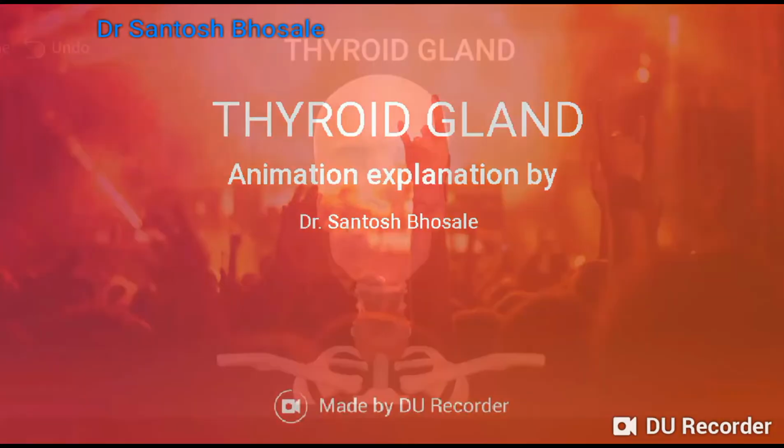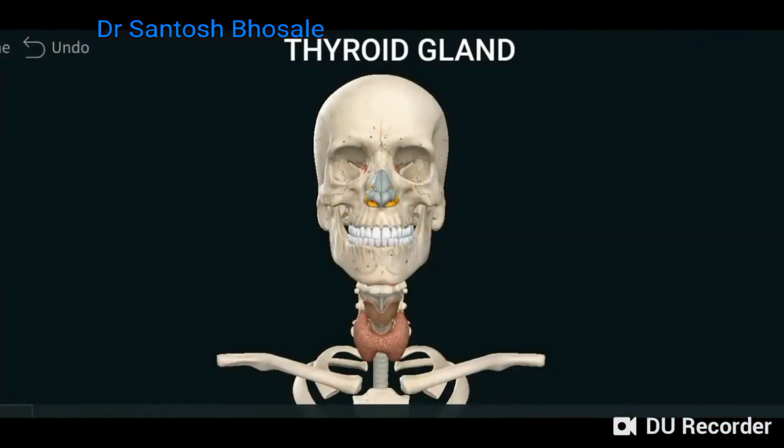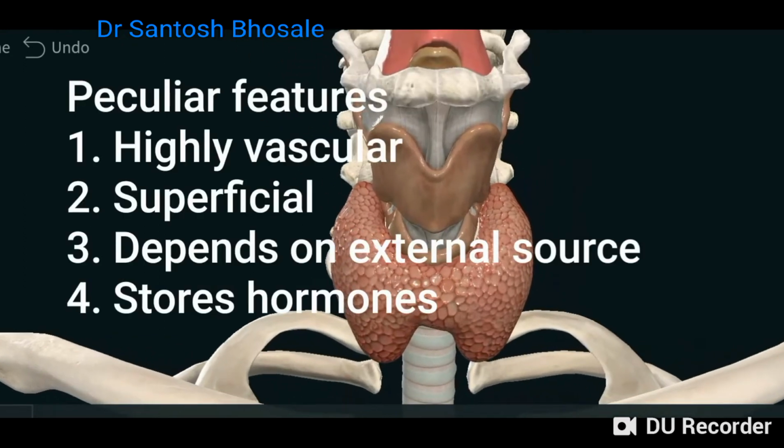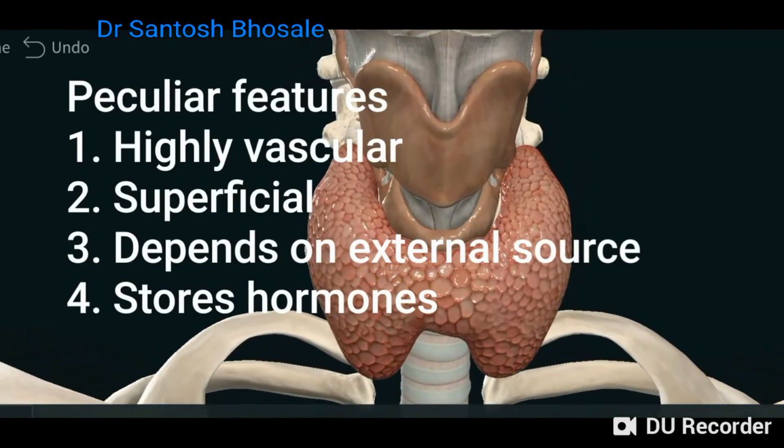Hello everyone. Today we'll discuss the thyroid gland. As you already know, thyroid means shield, and it is the largest endocrine gland, secreting T3 and T4, and it has the following peculiar features.